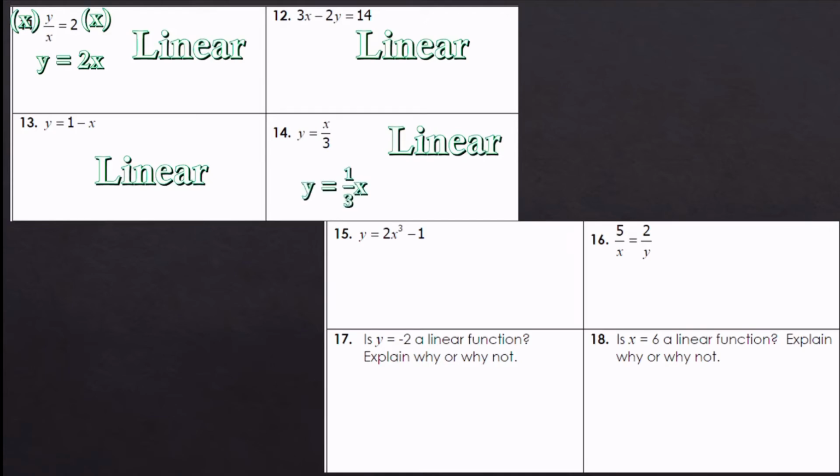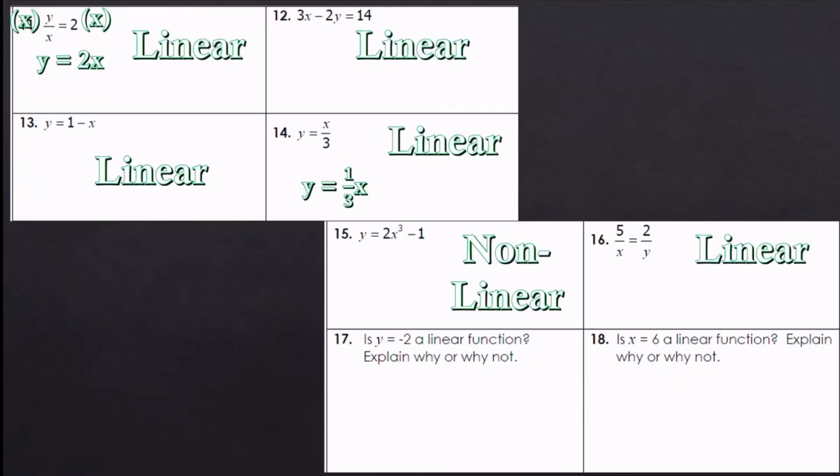This one is nonlinear. X has an exponent of 3. And 16, ladies and gentlemen, is actually linear. If I cross multiply, I'd have 5y equals 2x. And then I divide by 5, and I'd get y equals 2/5 x. Okay? 17 and 18 we will do together in class, so hold off on those.